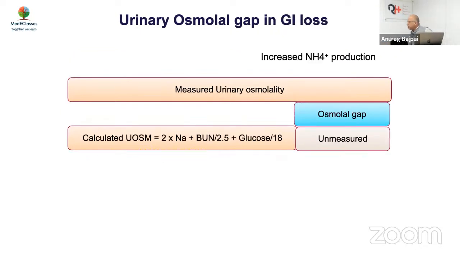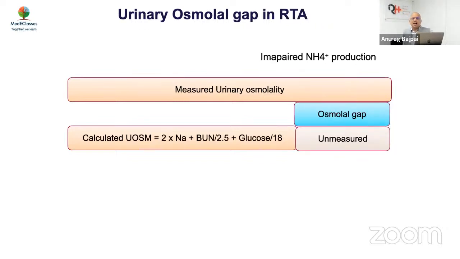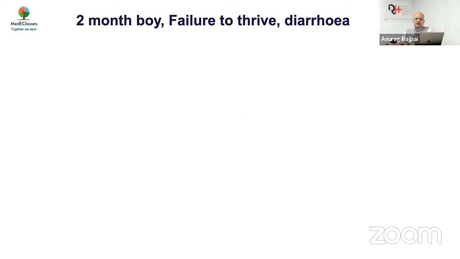So in GI losses, your osmolar gap will be increased because you're producing more ammonium. It will be more than 400, while in RTA, this is impaired and your osmolar gap will be less. So both urinary anion gap and osmolar gap are two tests which help you distinguish between these two conditions.